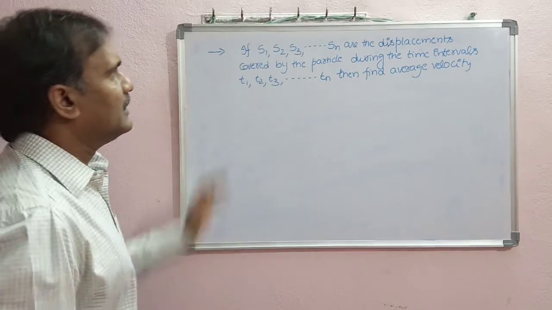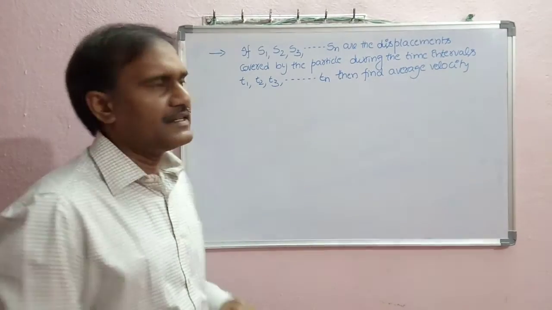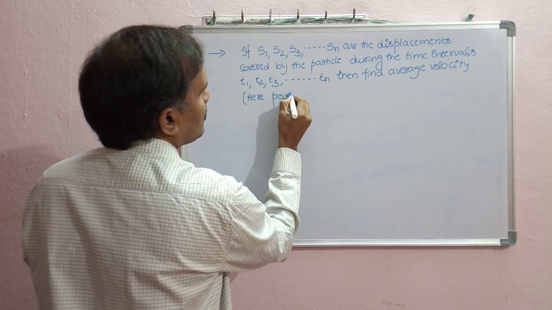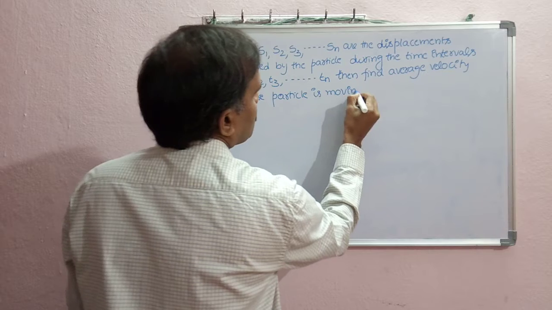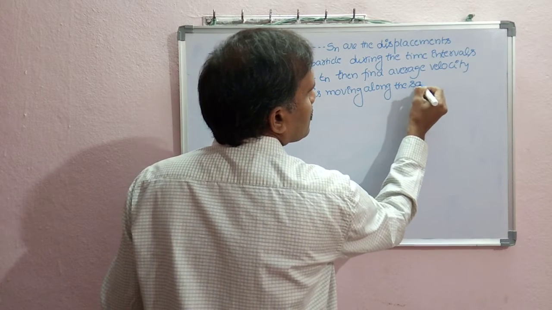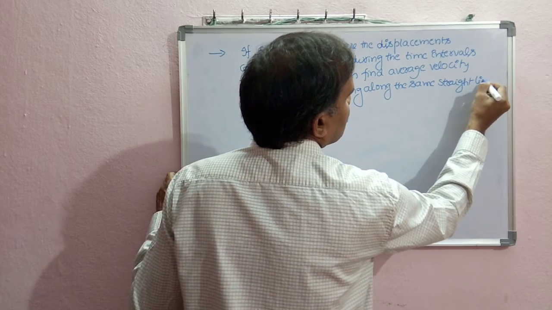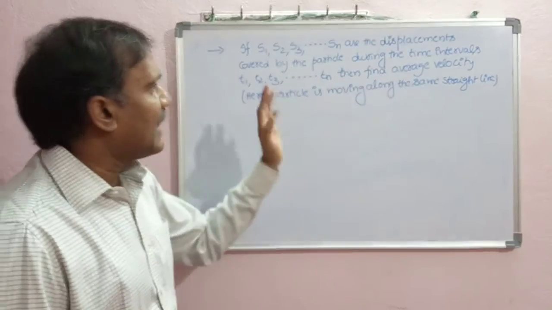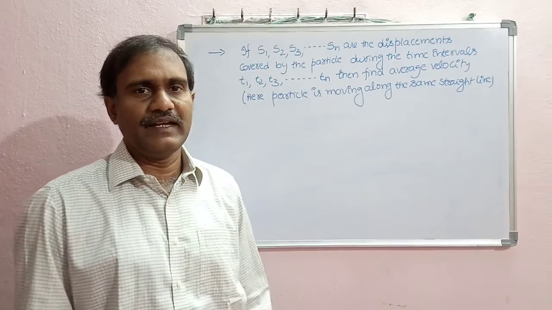Remember that here the particle is moving along the same straight line. Thus, average velocity is equal to average speed, path length is equal to displacement.